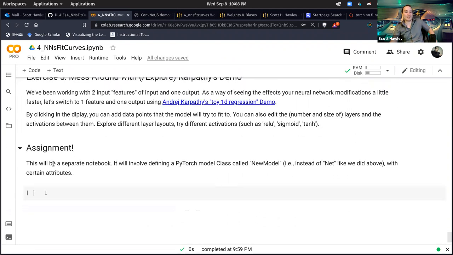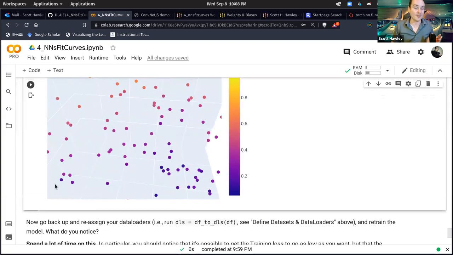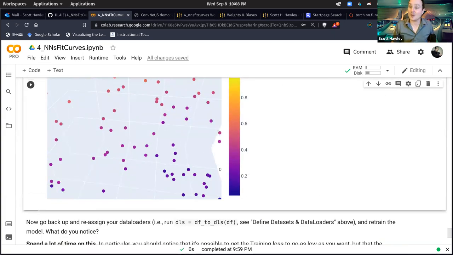I'm still writing up the assignment, and essentially you're going to define a PyTorch model based on the examples that we have above, and then we'll check to see that it trains, right? So I'll probably have that ready early to mid next week. But for now, walking through this is what you need to do. So I'm going to stop recording there, and hope you have some fun.